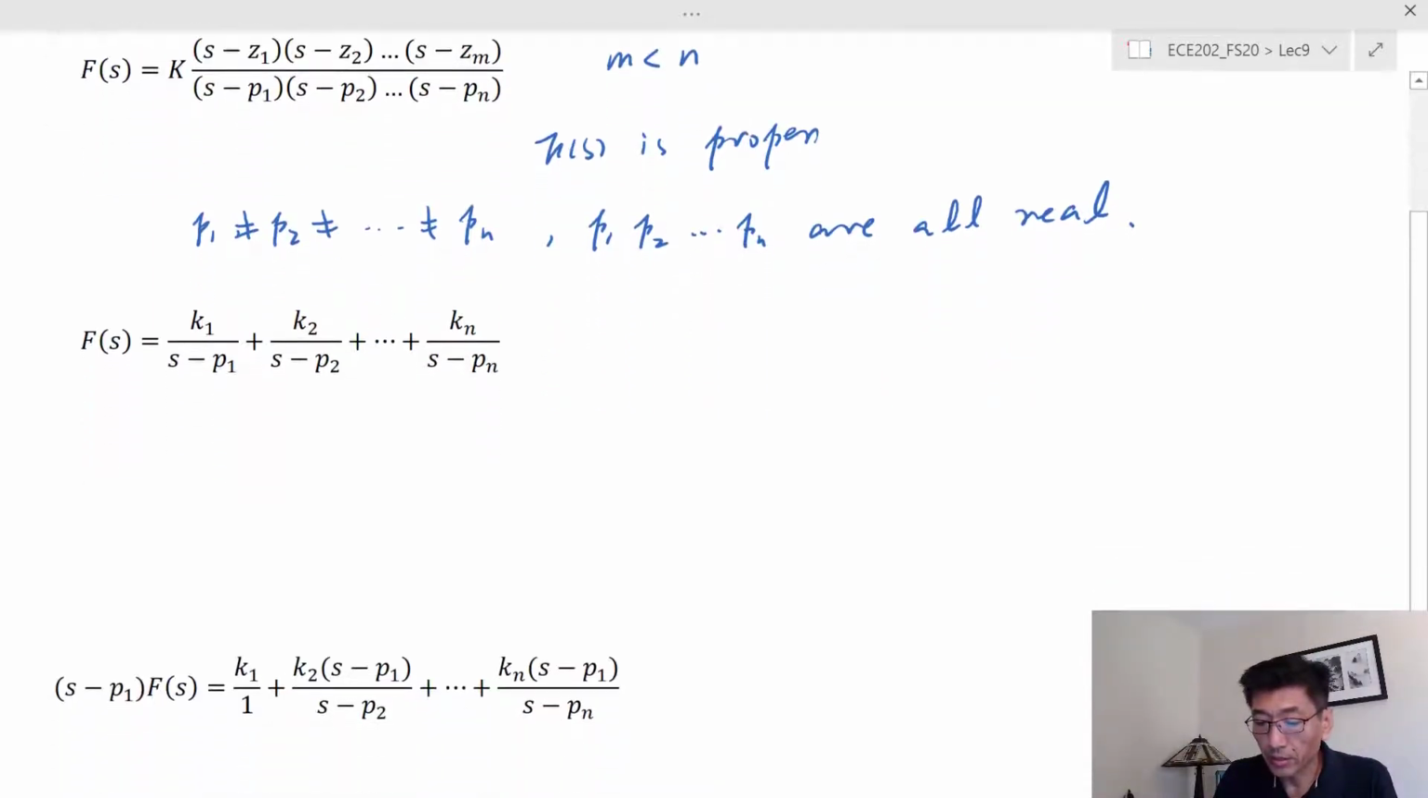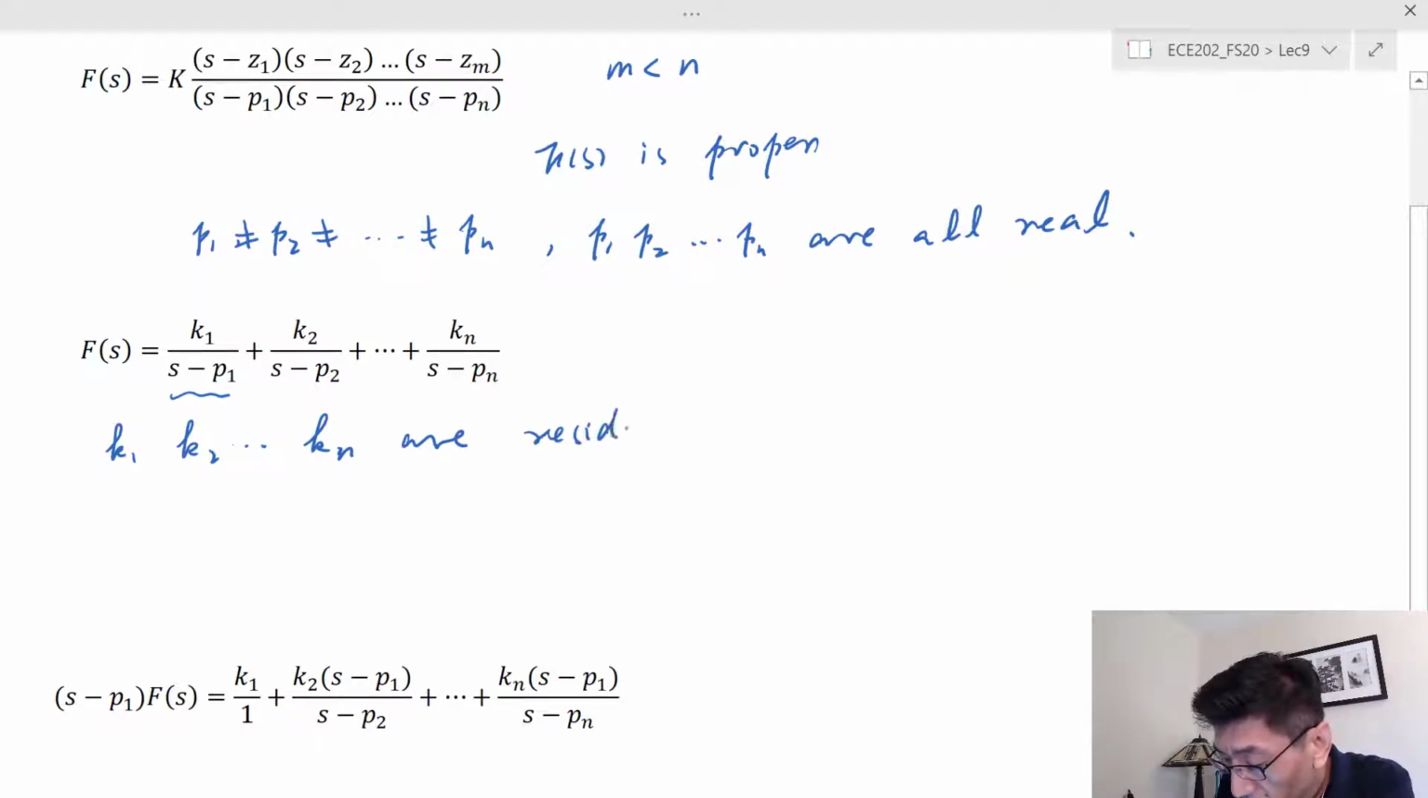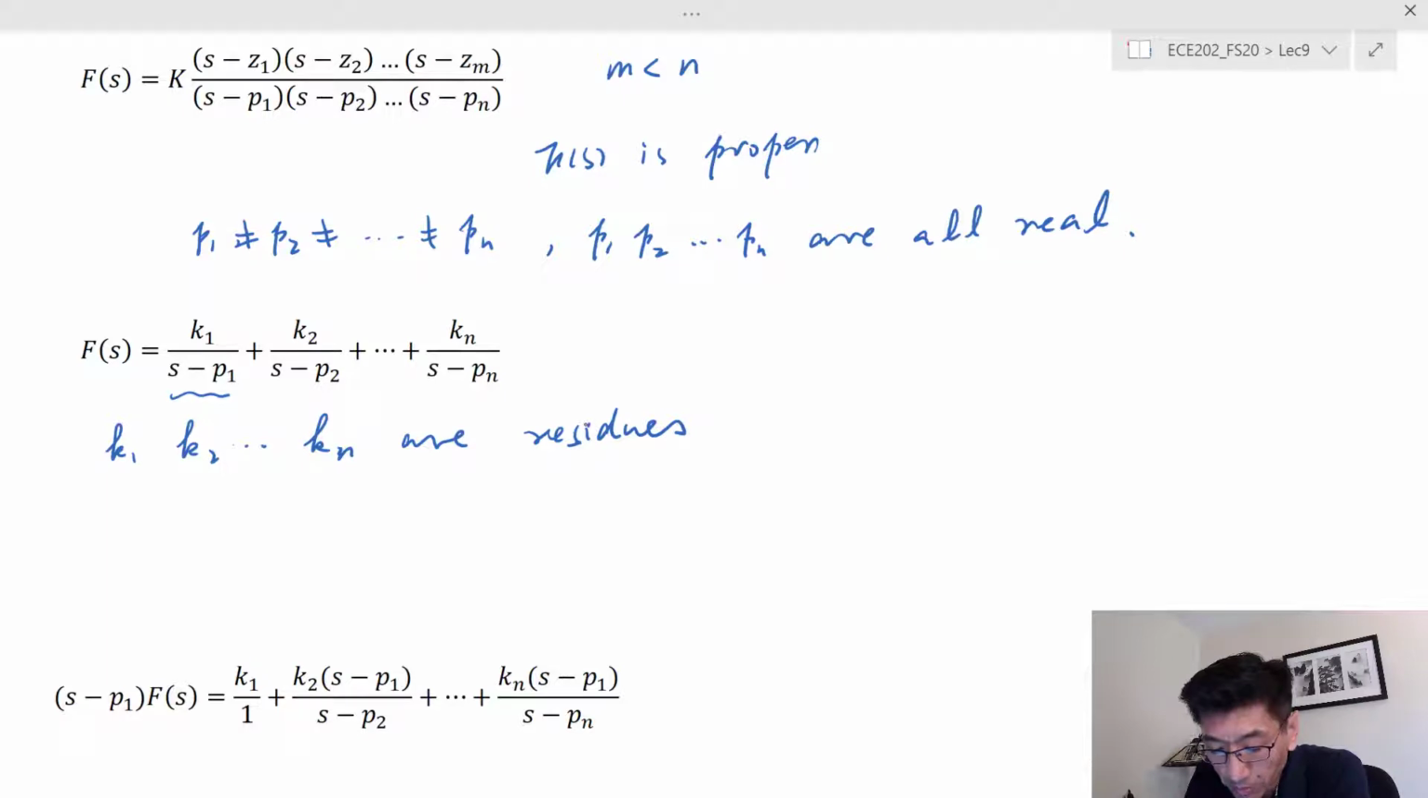So in this case, we can break this down into smaller rational functions. We call them partial fractions, right? So this is what we call the partial fractions, and k1, k2, up to k sub n are called residues. The reason we call it the residue, we will probably see in a moment, very quickly.